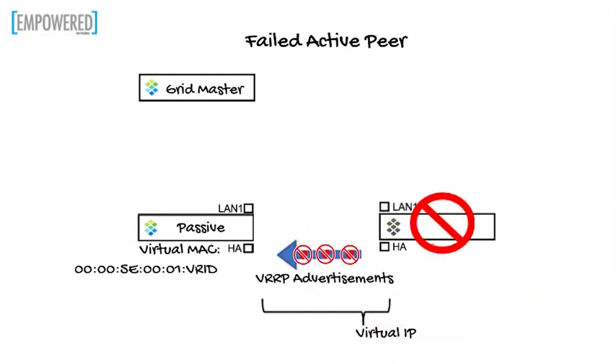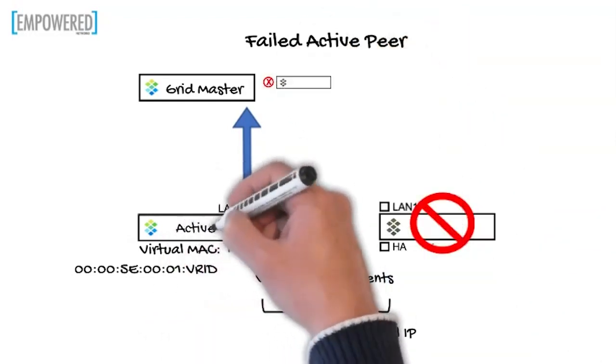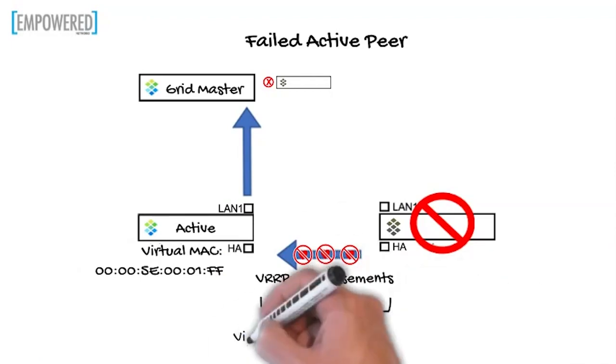The unit then over the block sync connection notifies the grid master of the situation. It now promotes itself into the master role and assumes the dedicated MAC address reserved for the active unit ending in FF. It then assumes control of the virtual IP over its HA port.